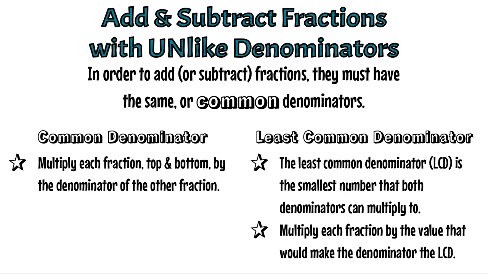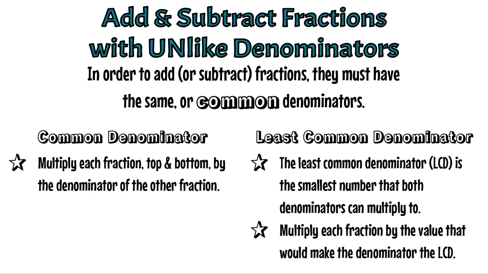Now we're going to add and subtract fractions that don't have the same denominator, called unlike denominators. In order to add these fractions that have unlike denominators, we need to find a common denominator. We can find a common denominator by multiplying each fraction, both top and bottom, by the denominator of the other fraction. However, this method often leads to large fractions that in the end need to be simplified.